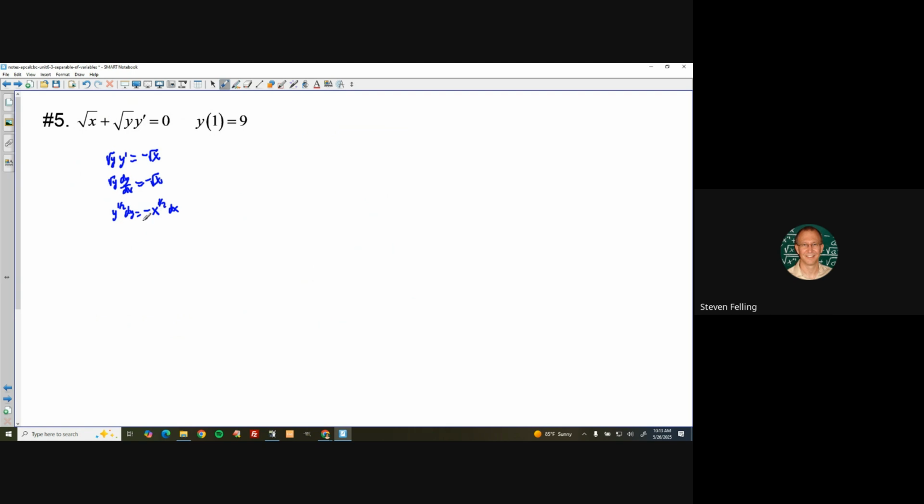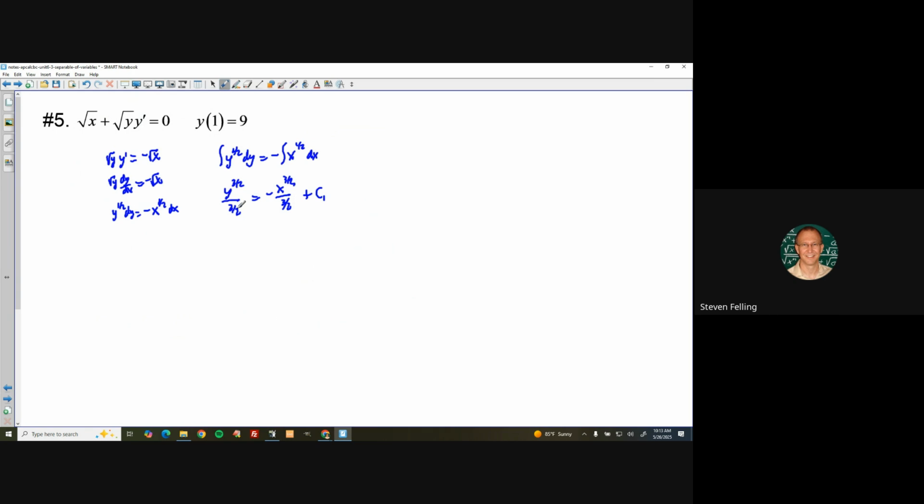Now we'll take an antiderivative. Antiderivative of y to the 1/2 dy equals negative antiderivative. I'm just going to move the negative out right there. So the antiderivative here would be, we would add 1 to get 3/2 and divide by 3/2. And then negative x to the 3/2 divided by 3/2 plus an integration constant right there. I'm going to leave that as a C1.